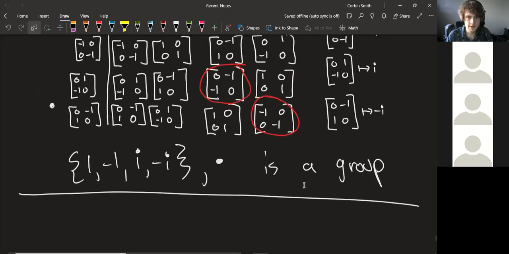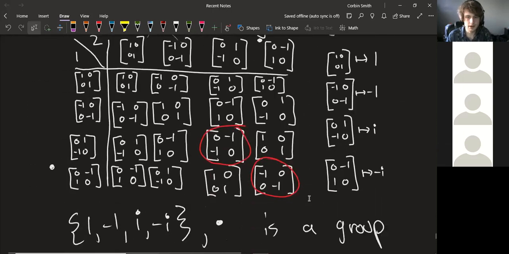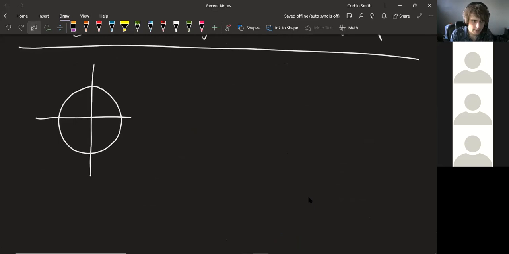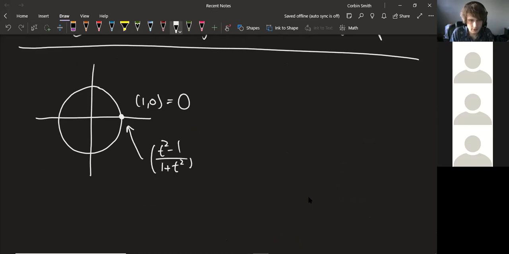Last time I left you with, oh, dang. All right, so let's return back to another geometric group that we were talking about. The circle. And I'm going to choose the point 1, 0 to be our identity element. And then also using some techniques from last week, we can find a parameterization of this circle like this.